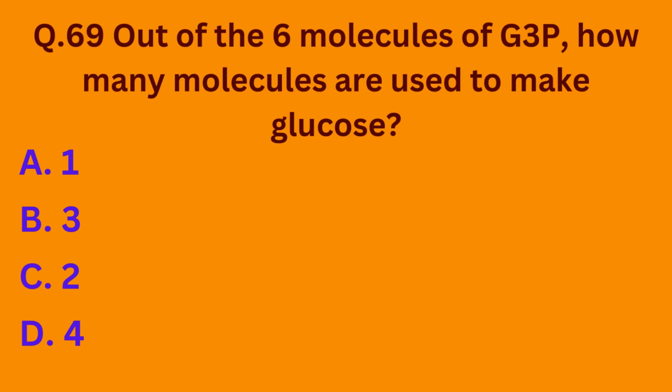Coming to question number 69. Out of the 6 molecules of G3P, how many molecules are used to make glucose? Option A, 1, option B, 3, option C, 2, option D, 4. The correct option is option A.